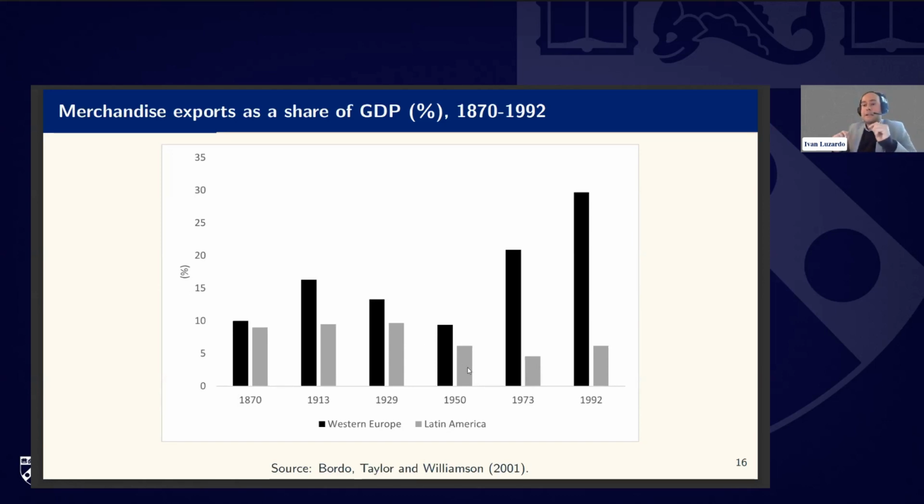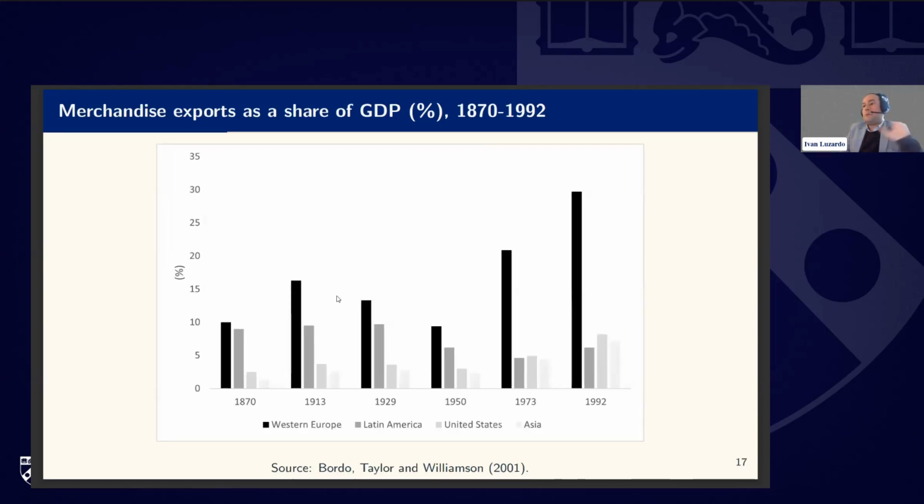So we see a reduction in international trade, or in the level of Latin American integration into the world economy, if we contrast the late 19th, early 20th century with the following period, I mean the second half of the 20th century. So Latin America was more integrated into the world economy, even though it was not at the same level that Western Europe was.